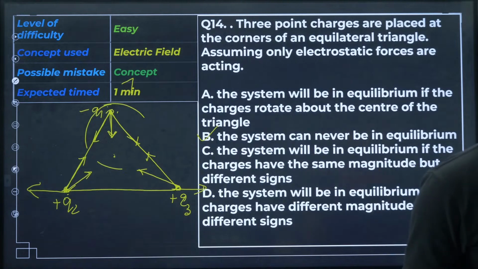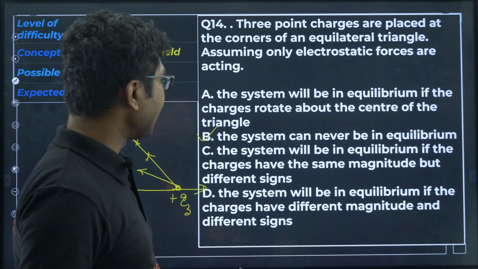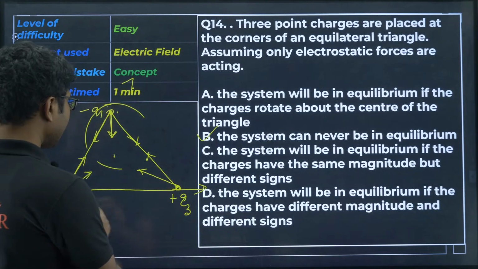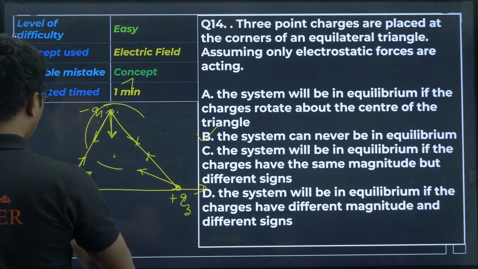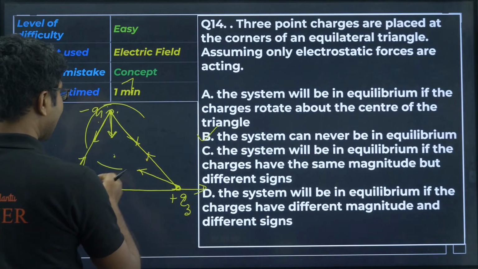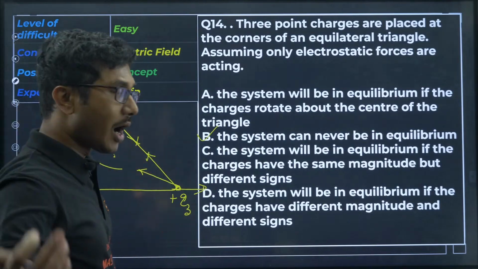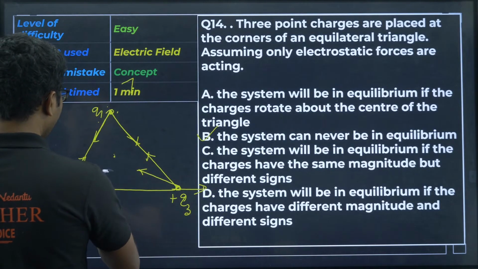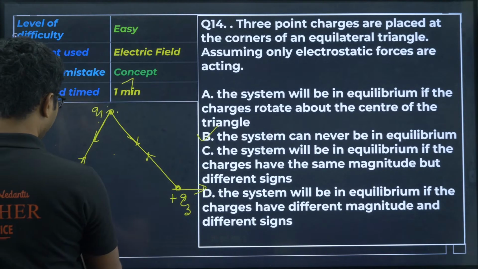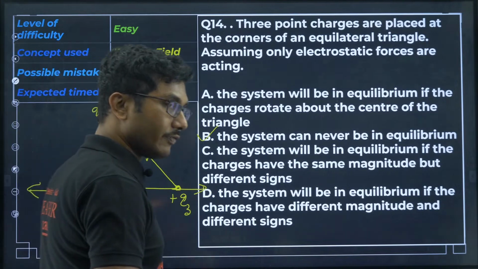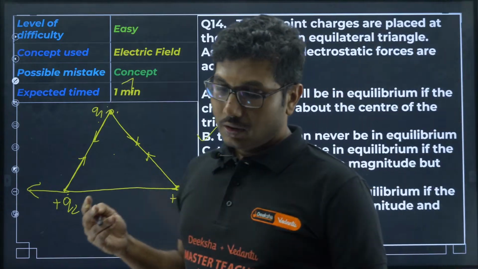14B. Why are you saying 14C? System will be in equilibrium if the charges have the same magnitude but different signs. Different signs we have seen, only one charge can have a different sign. How many signs are there? 2 signs are there, and they are in a triangle, right? So you can find equilibrium for maybe one of the charges, but all 3 charges can never be in equilibrium. Even if it is rotating, you cannot have equilibrium for 3 charges.